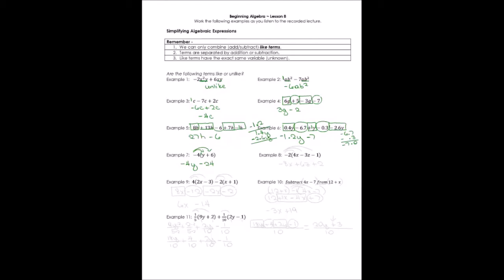For 8, I say negative 2 times 4x would give me a negative 8x. Negative 2 times a negative 3z would be a positive 6z, and a negative 2 times negative 1 is going to be a positive 2. Now look, those are 3 terms that are not alike. They do not have the same variables, so they can't combine. That's the simplest form of that.